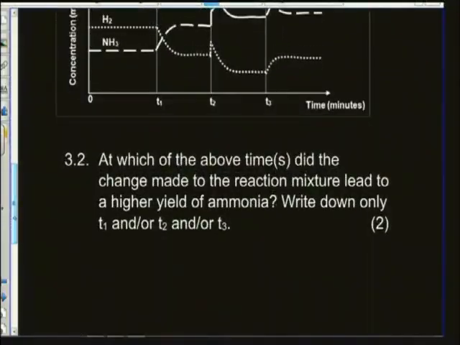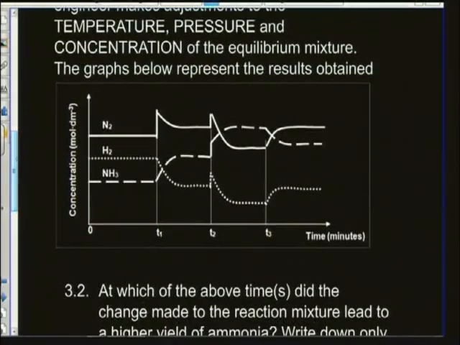Question number 3.2. They say in question number 3.2, at which of the above times did the change made to the reaction mixture lead to a higher yield of ammonia? Write down only time T1 and or time T2 and or time T3. Now, if we look at it, let's look at this graph. Time T1, what do we have in terms of ammonia? So when we made these changes here, the amount of ammonia actually increased.